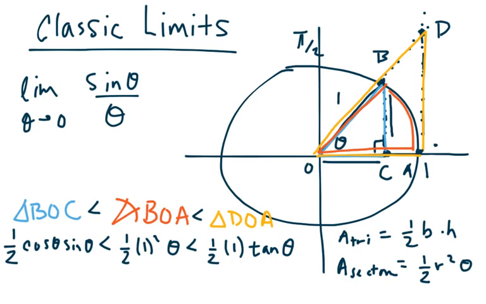So how does this help us? Well, if I now divide each piece of the inequality by sine theta, and I simultaneously multiply everything by 2 to clear the fractions, what do I end up with? Okay, well, if I divide by sine theta and multiply by 2, I end up with cosine of theta less than theta over sine theta less than 1 over cosine theta.